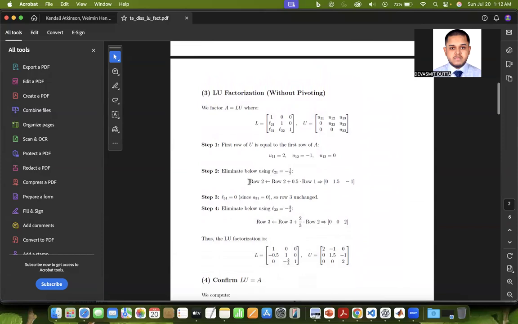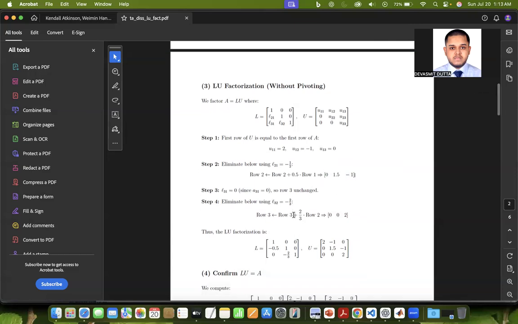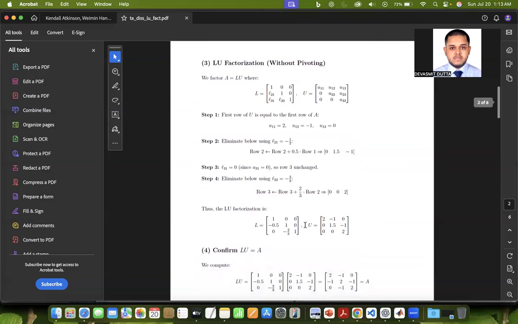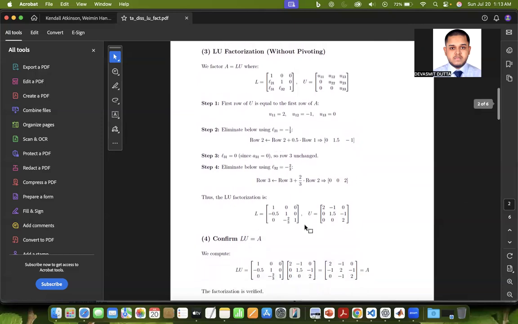And then if you do the transformation, which is basically row 2 equals row 2 minus half times row 1, that's going to give you this updated row 2. Now L31 is going to be 0 because A31 is already 0, so row 3 remains unchanged. And then the next step is to compute L32 basically.